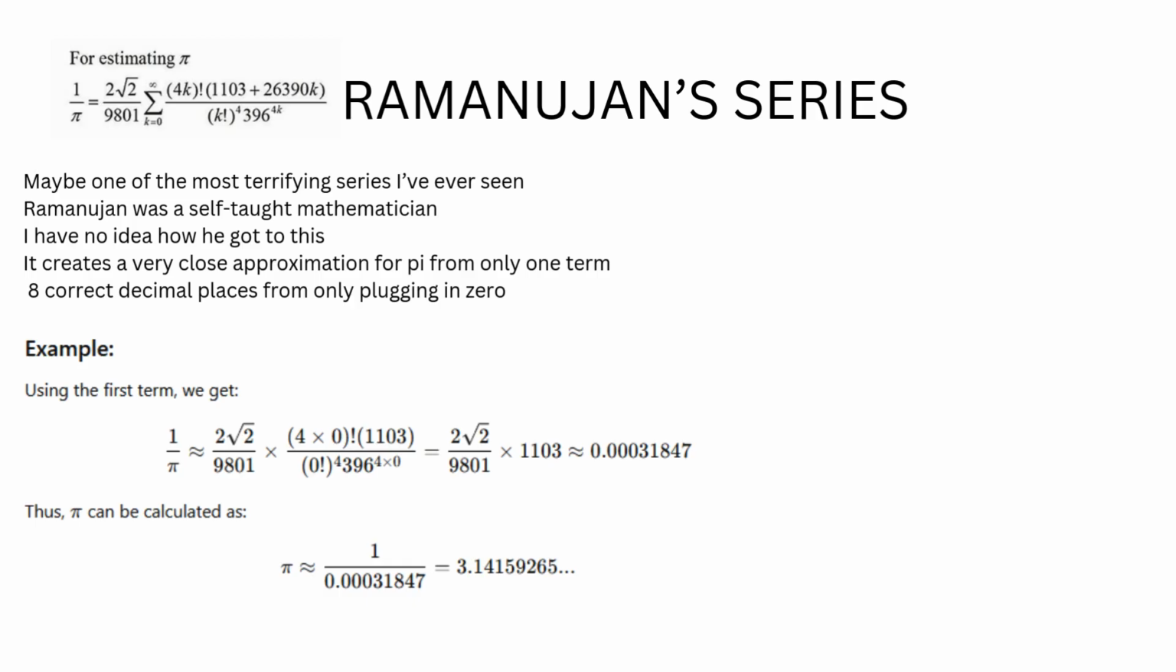He was a self-taught mathematician, and I have no idea how this series was found, but it creates very close approximations from only a few terms. For this reason, von Neumann used it and similar formulas for the first computers. Here's if we plug in the first term, which I won't even try to read out, which we can then find the reciprocal of to find 8 digits of exactly pi from only one term.